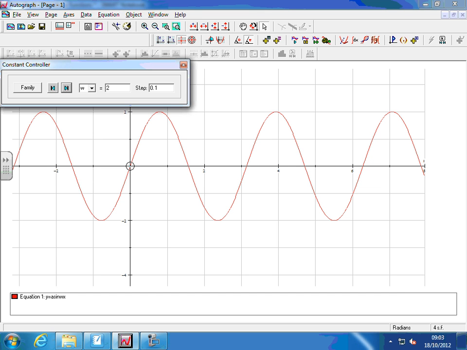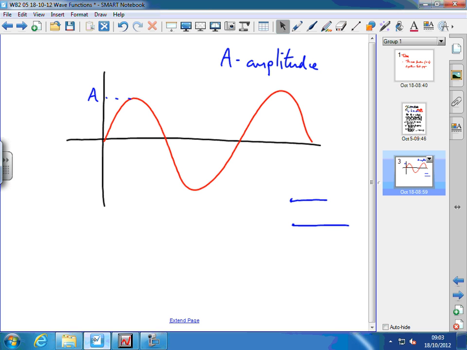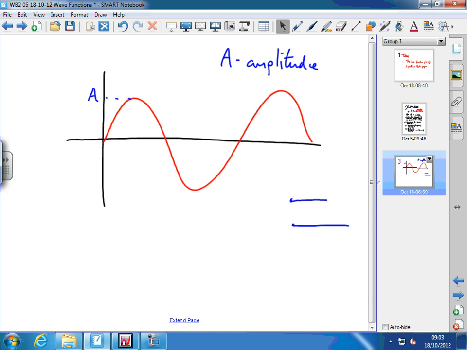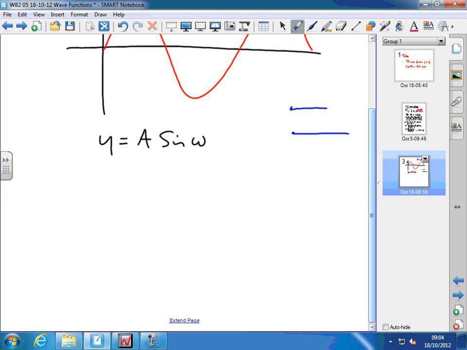So let's look at this function, y equals, oh, this doesn't work, try this one, y equals a sine omega. Now, of course, on Autograph, you've typed in x, but actually what you're plotting is time. So what's going along the x-axis is time. So there's the wave function, y equals a sine omega t, omega angular velocity, a amplitude.